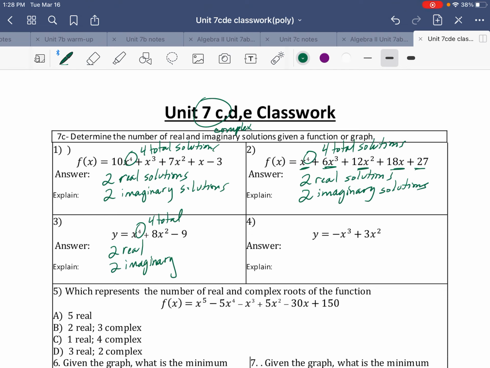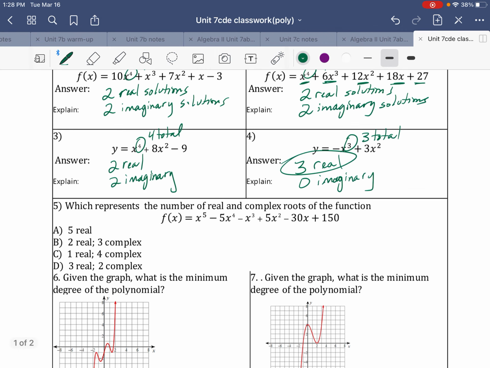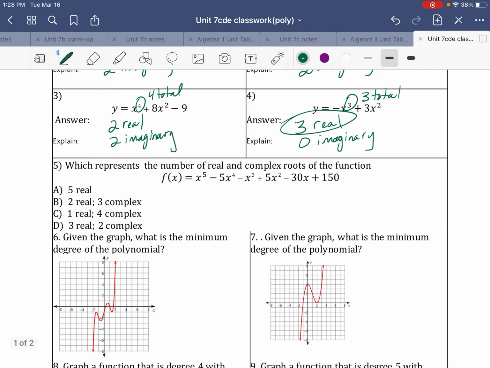So 3 total solutions, and all 3 are real. And it'd be 0 imaginary. You don't have to say 0 imaginary, you can just say there's 3 real, which represents the number of real and complex.